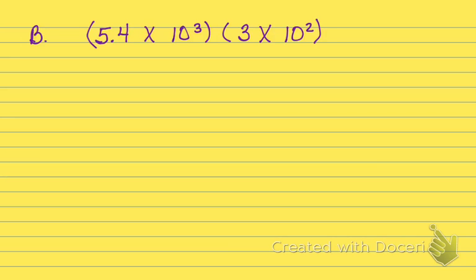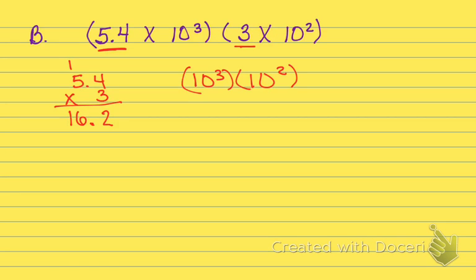Example B, 5.4 times 3. So we're going to pull out 5.4 times 3. Again, you can do it longhand or with a calculator. We're going to do this one longhand. So we have 12, carry a 1. 3 times 5 is 15, plus 1 is 16. Bring down your decimal. And then we're going to use 10 to the third power times 10 to the second power. Like bases, we keep the base and add our exponents. So 3 plus 2 is 5.